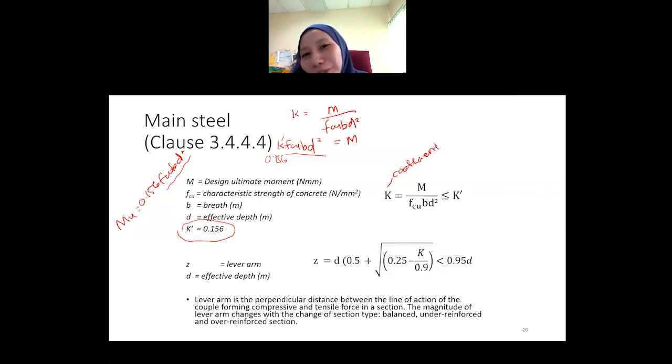Fahamkah? Do you guys understand or not? Kurang. Tak sangat. Part mana you tak faham? Part apa tu? Saya pun tak tahu macam nak cakap part tu.